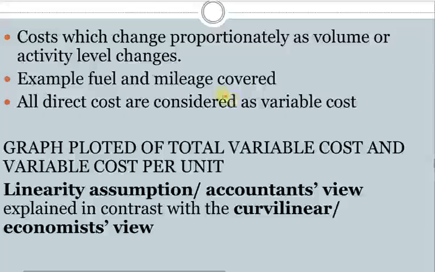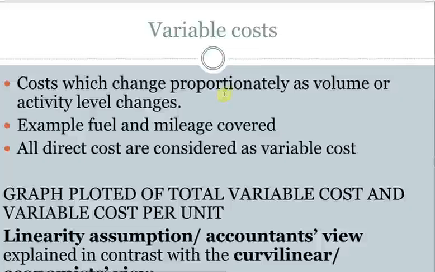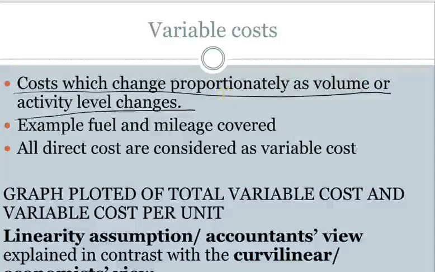So let us start off with variable cost. What are variable costs? We are saying that these are costs which change proportionately as the volume or activity level changes. They will change constantly as the activity level changes. An example of it is fuel and mileage covered. If you cover a longer distance, you will consume much fuel, rather than covering a smaller distance, where you also consume little fuel.